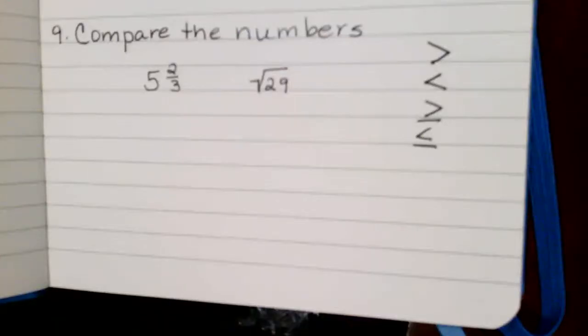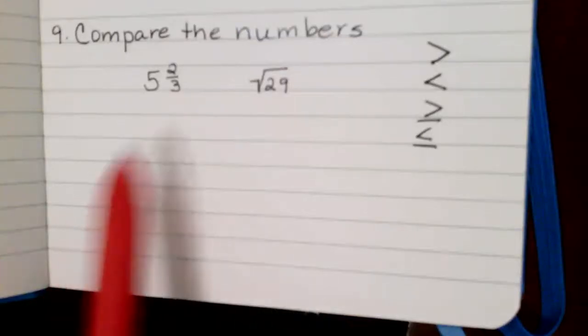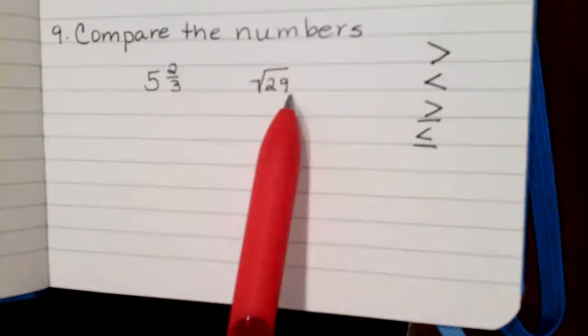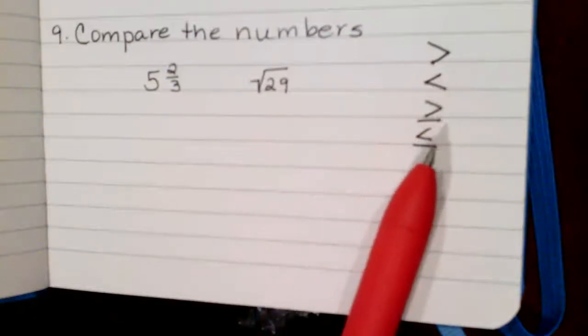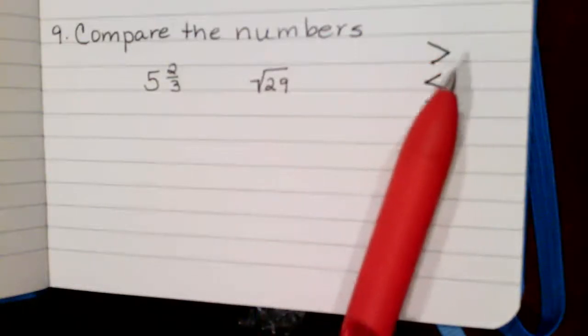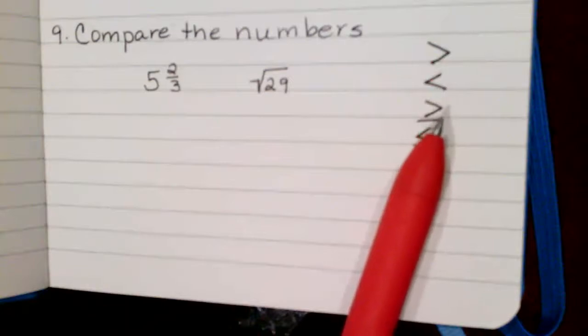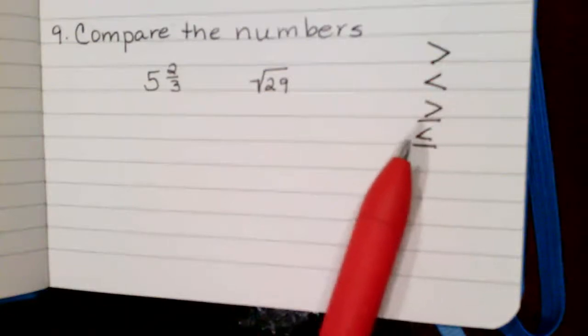For this problem, we're going to be comparing the numbers 5 2/3 with the square root of 29. I listed out some of the symbols we could use here: less than, greater than, and then less than. We could add an equal to for the greater than or equal to, and the less than or equal to.